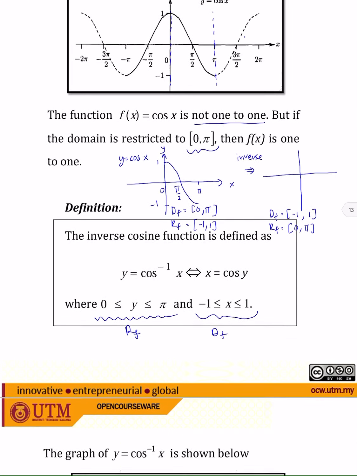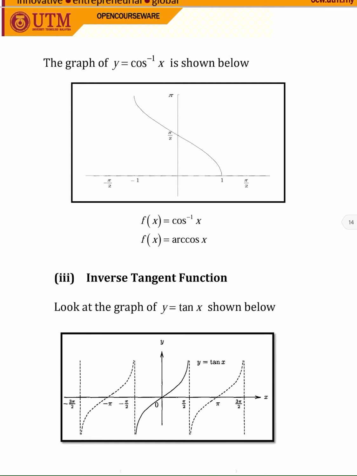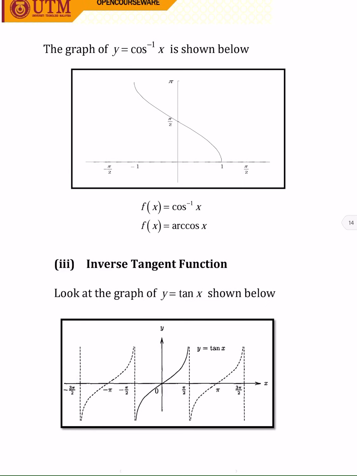Okay, so what does the graph look like? So this is what the graph looks like. Okay, the opposite from just now. So here, 0 to pi just now, minus 1 to 1. So this one is y equal to cos x, so here is y equal to cos inverse x. Okay, so domain becomes range, range becomes domain. So that's why it will be opposite here. Okay, it will be opposite.